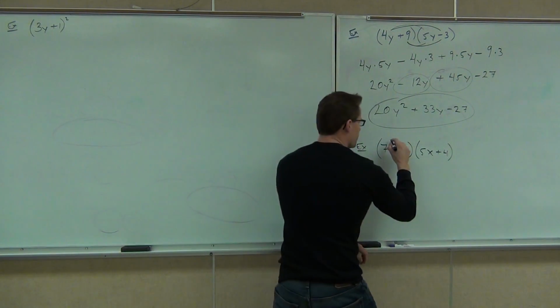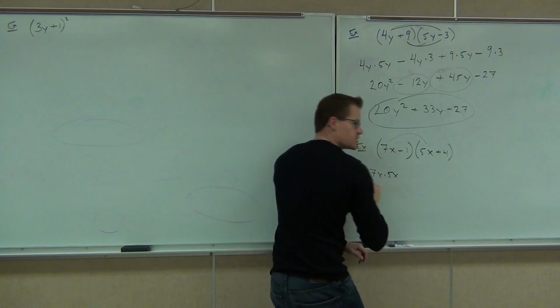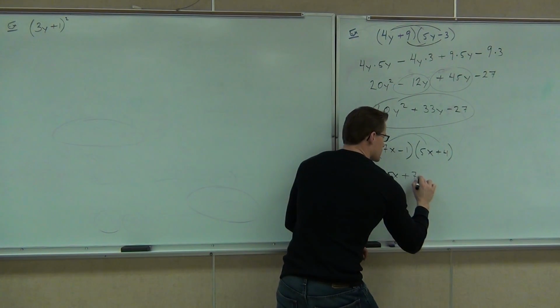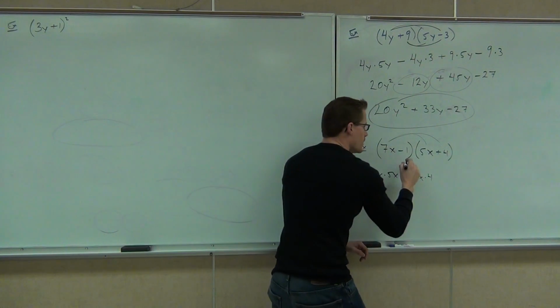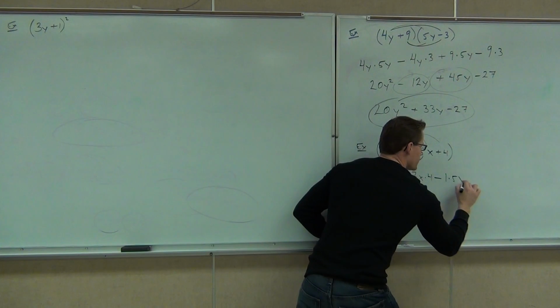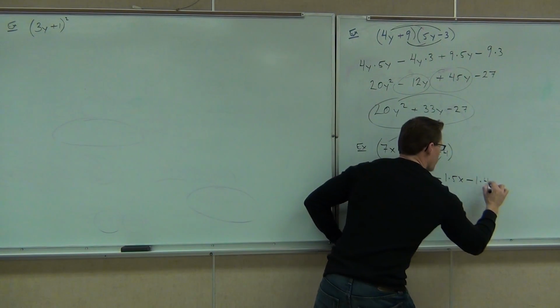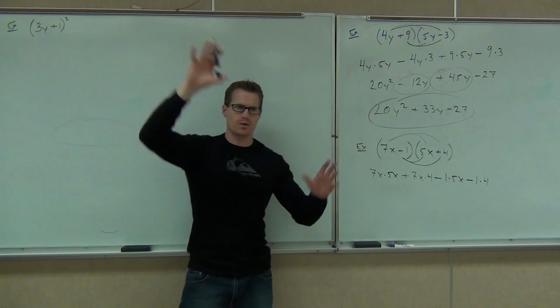So let's look at that. I hope on your paper you get 7x times 5x. Did you get that? Also, you should have a plus 7x times 4. You see, you let those positives make it a plus for you. Then you should have a minus, because you have a negative times a positive, 1 times 5x, and also a negative times a positive, 1 times 4. Raise your hand if you made it that far, exactly like that. Good deal. All right, work it out step by step.